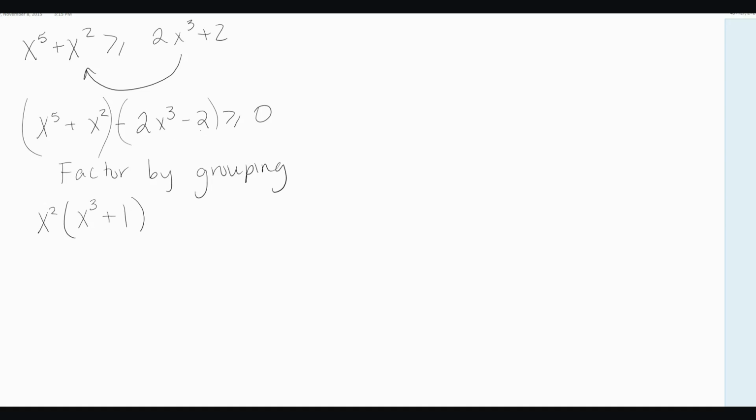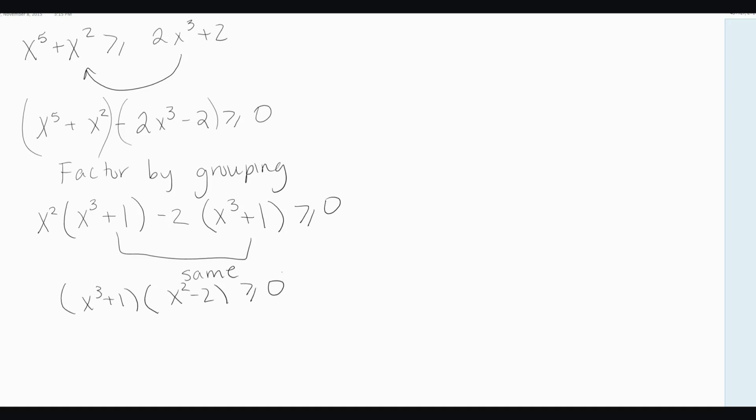Now from these two terms we can pull out a negative 2. And notice we get x cubed, and then negative 2 divided by negative 2 is positive 1. Now since these two are the same, we can think of factoring it out. x cubed plus 1 times x squared minus 2 is greater than or equal to 0. And now we want to find where these are 0.